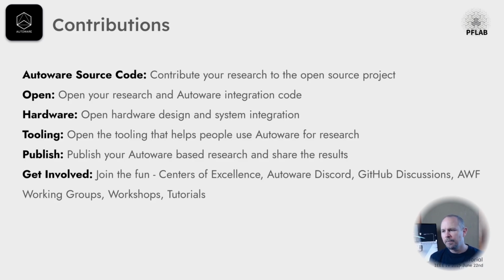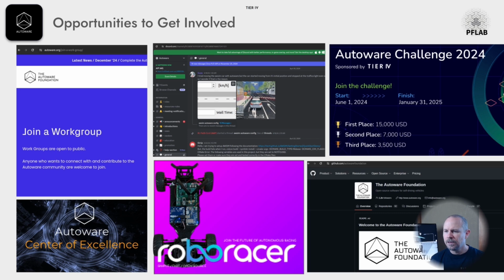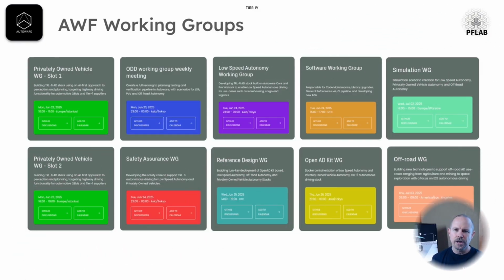You can publish your Autoware-based research results and spread the word of Autoware in the research community. And you can get involved in the project itself: the Centers of Excellence Research Network, the Autoware Discord channel for support, GitHub discussions about the use and the future of Autoware, and the different Autoware Foundation working groups where the key jobs of driving the Autoware software happens. And then of course we have various events at research conferences like IV, such as this workshops and the tutorial you are now involved in.